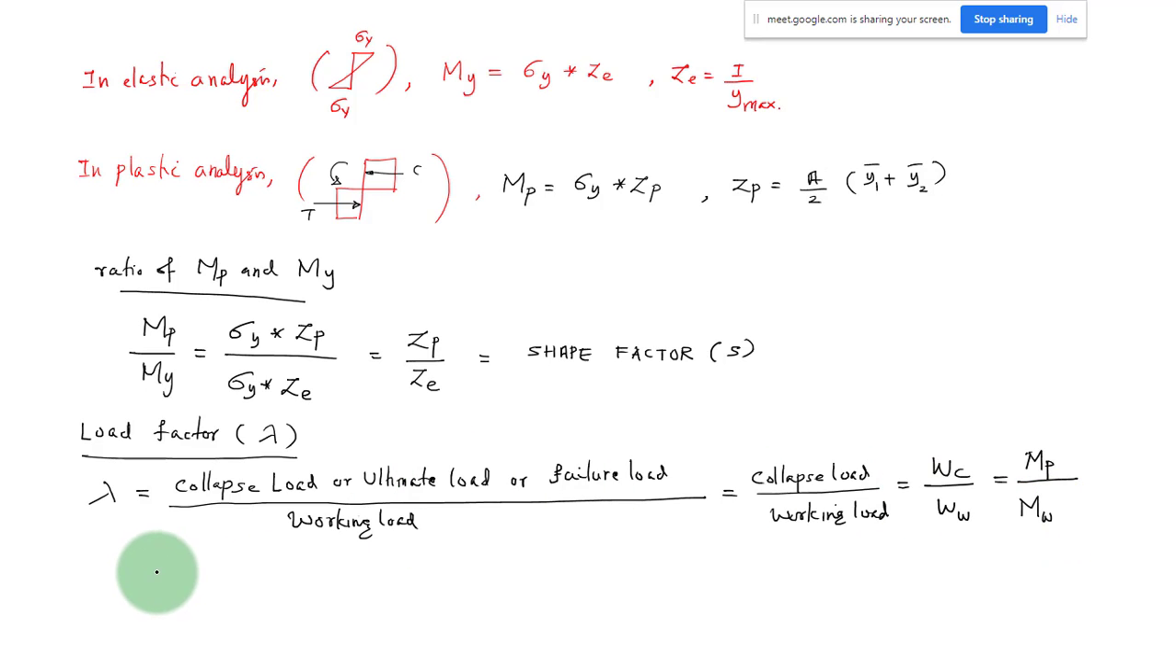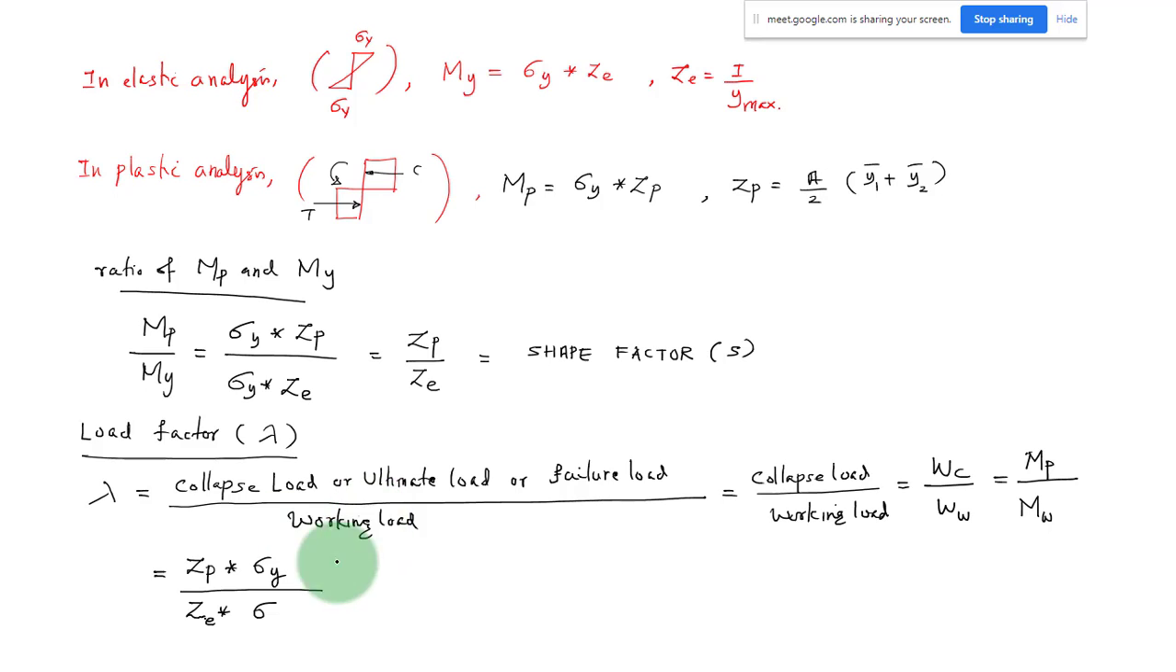So what is your equation for ZP? Sorry, what is your MP? MP is nothing but ZP multiplied with sigma Y. And what is my MW, the working moment? That I can write: Z, the elastic section modulus, into sigma. It is not sigma Y, because the working load can be less than the yield load also. At the stage of yield, you can say your maximum stress is sigma Y.